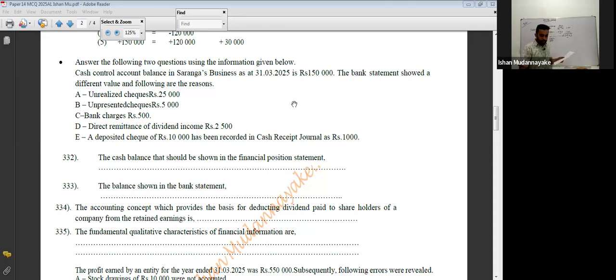Right, question number 332. Answer the following two questions using the information given below. Cash control account balance in Sagar business as of 31st March 25 is 150,000. The bank statement showed a different value and following are the reasons. Easy question. Unpresented checks, bank charges, direct remittances 500. Deposit check 10,000 has been recorded in cash received as 1,000. The cash balance that should be shown in the financial position.